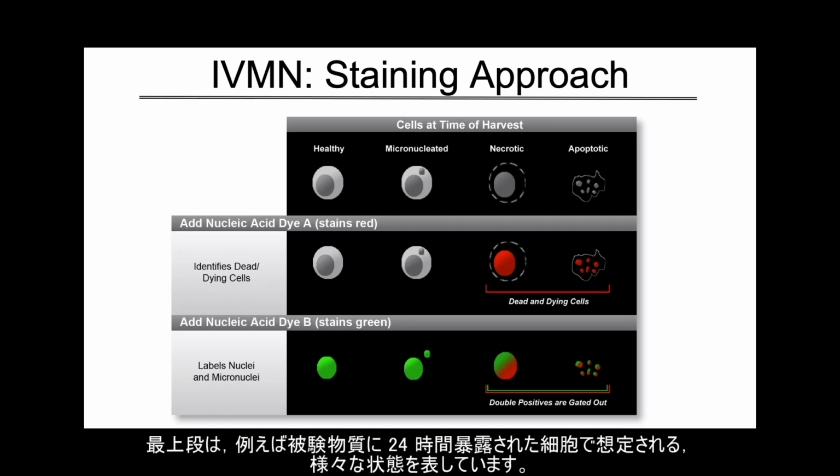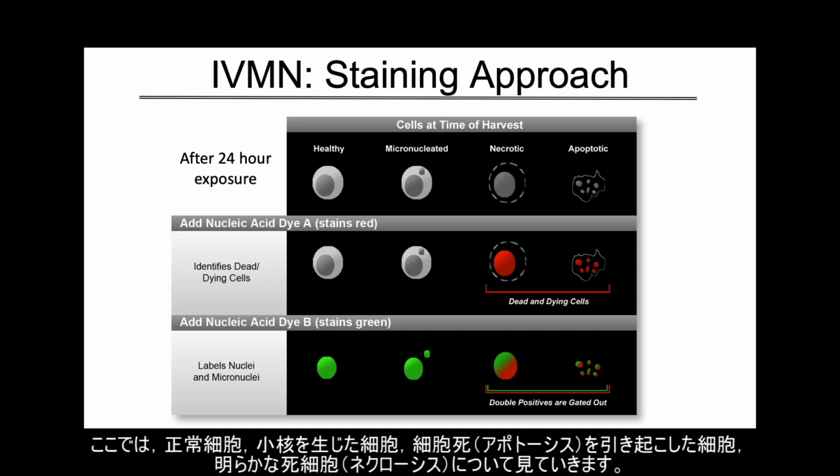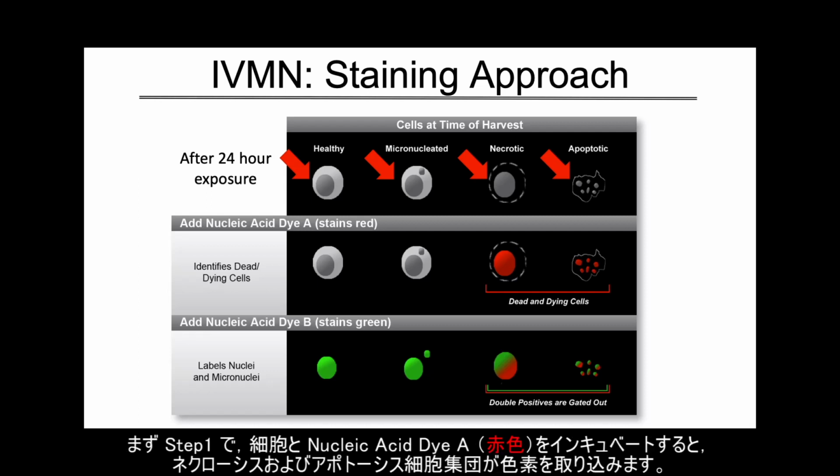At the top, we see cells that have already gone through a typical exposure period, for example, 24 continuous hours. We can see that there are several different states that the cells may be in depending upon the exposure conditions, those being normal, healthy cells, cells with a micronucleus in the cytoplasm, cells going through cell death processes, such as apoptosis, and cells that are clearly necrotic or dead.